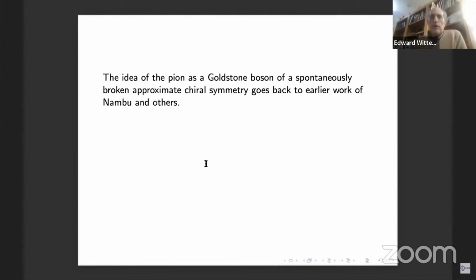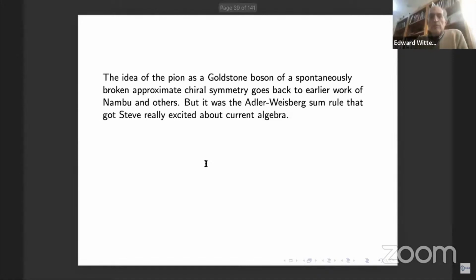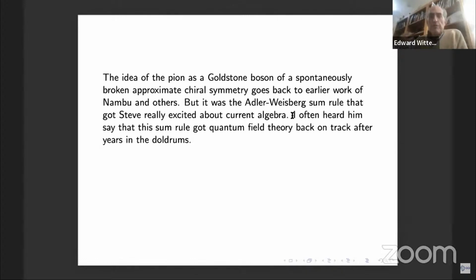So the idea of the pion as Goldstone boson of a spontaneously broken approximate chiral symmetry is earlier. It goes back to work of Nambu and others around 1960. But it was the Adler-Weisberger, I left out the ER, sum rule that got Steve really excited about current algebra. I often heard him, both at those family meetings I mentioned before and later, say that this sum rule got quantum field theory back on track after years in the doldrums.